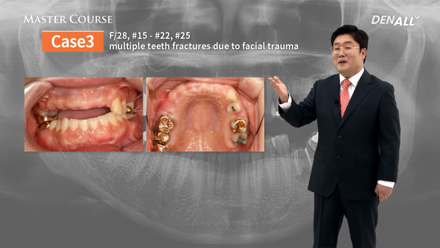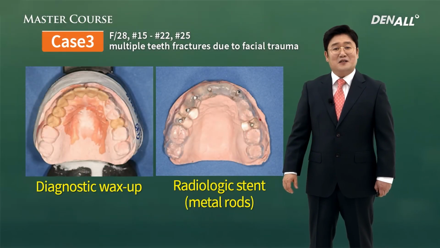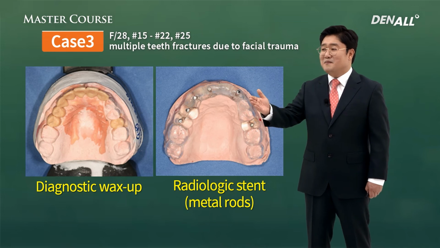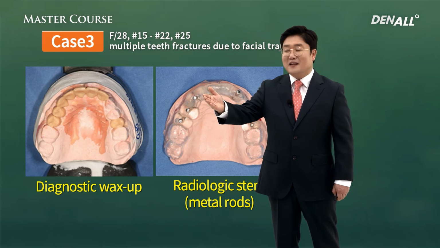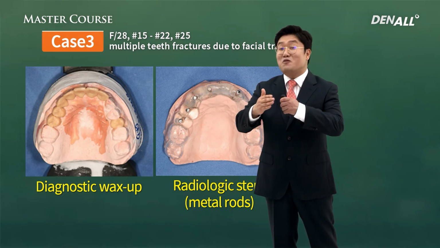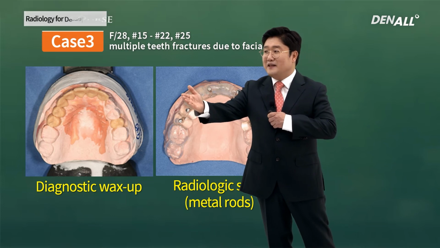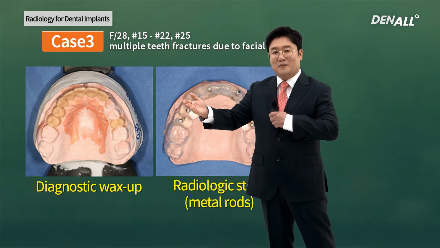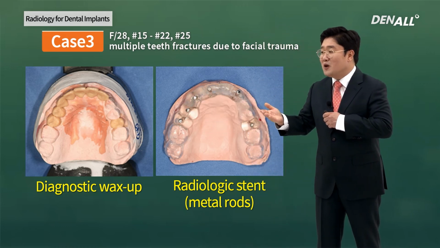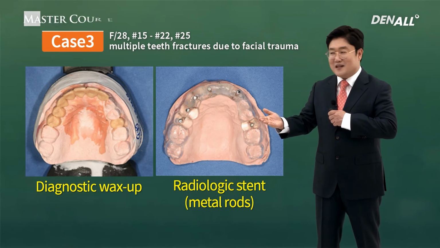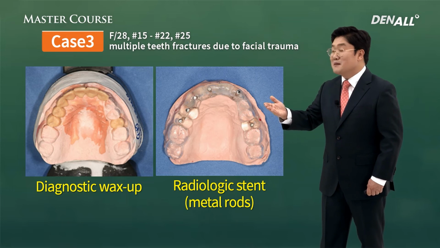Maxilla is edentulous. Extraction was done first, and this is healed after that. The casts are made like this. For the missing teeth, the diagnostic wax-up is made. Teeth 1, 2, 3, 4, 5, 8 are made like this. After that, over that, a radiologic stent is fabricated at the region where implants will be placed.